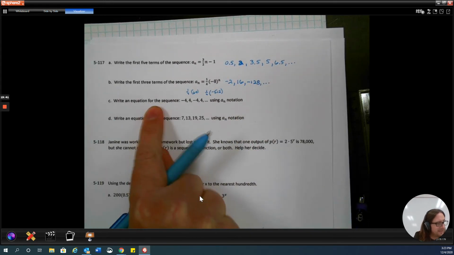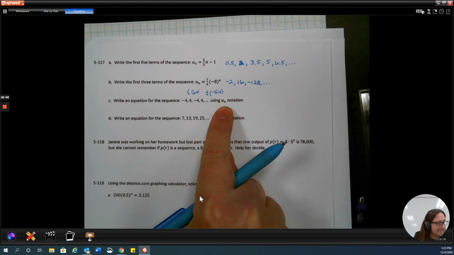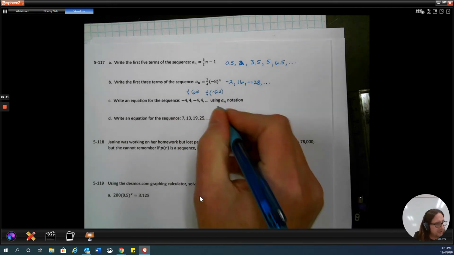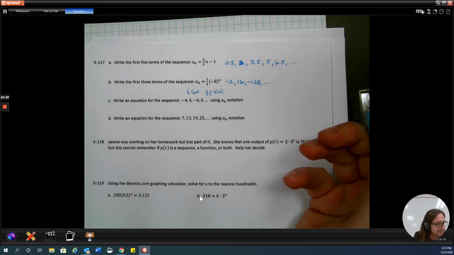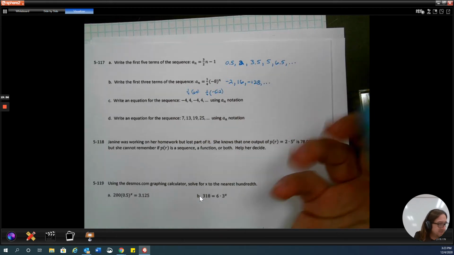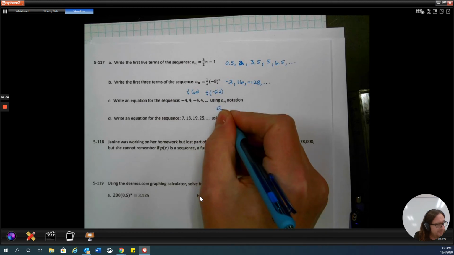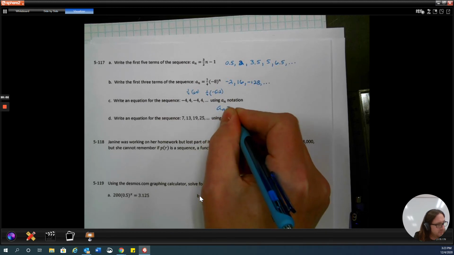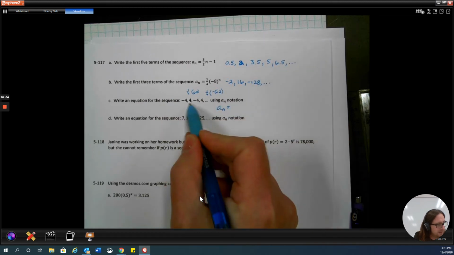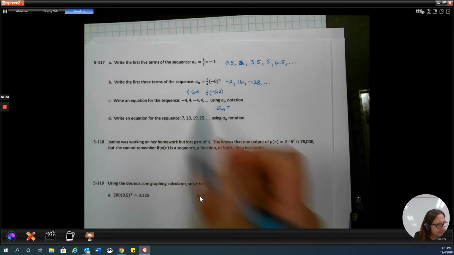Next, we want to write an equation using the A of n notation. So this is just like T of n. We're just doing A sub n on this one instead. So using that notation, I'm assuming they mean an explicit sequence, or an explicit equation. So I'm going to say A of n is equal to, now what's happening here? It looks like I'm multiplying by -1.